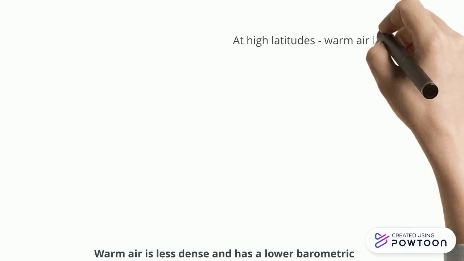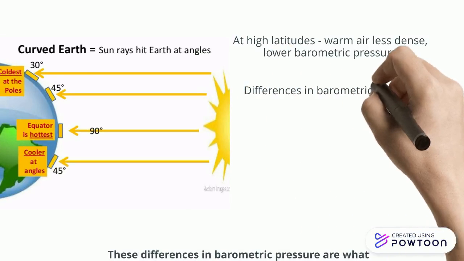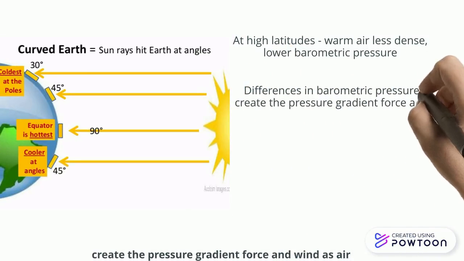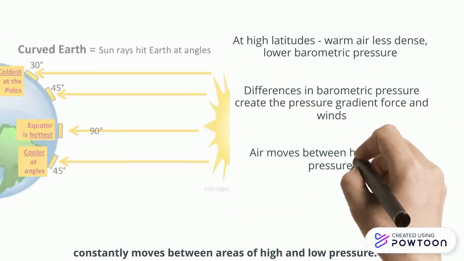Warm air is less dense and has a lower barometric pressure than the cold air at high latitudes. These differences in barometric pressure are what create the pressure gradient force in wind, as air constantly moves between areas of high and low pressure.